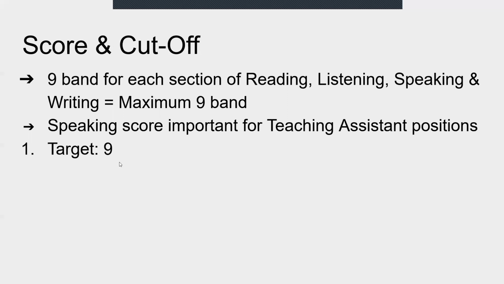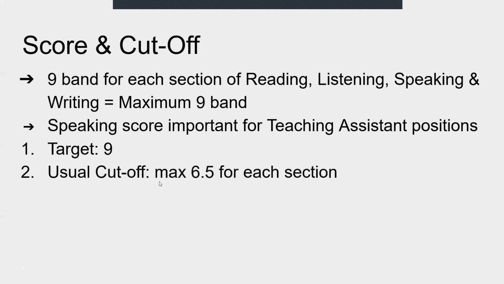I got 7.5 with 2 days of preparation. Simply just 2 days of preparation and 4 practice tests, which I got from the official book. That's all I did. And the usual cutoff would be a maximum of 6.5 bands for each section. So usually when you check the university websites, it will be explicitly mentioned that the reading score should be minimum 5.5 band or 6 band. Similarly for listening, speaking and writing, they will mention the individual minimum scores. So the minimums could be a maximum of 6.5.